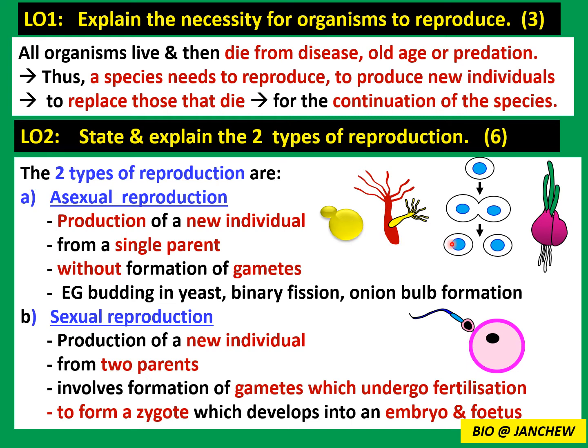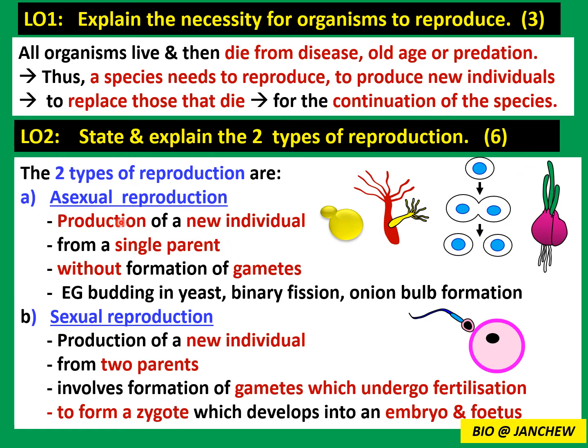binary fission in bacteria and in amoeba, and for plants there is vegetative propagation, such as formation of onion bulb or runners for grasses, and other ways of asexual reproduction.